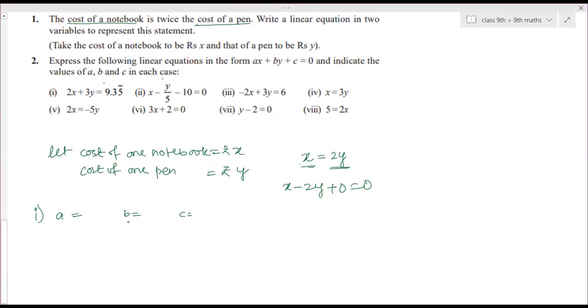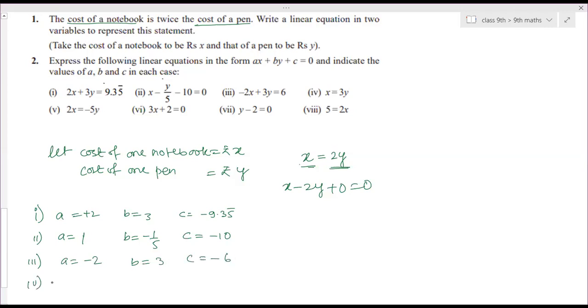Tejasvi. Yes, ma'am. A is equal to +2, B is equal to 3, C is equal to -9.35. Second one, Amrita. Ma'am, A is equal to -2, B is equal to 3. Sorry, ma'am, I'm telling the third one. A is equal to 1, B is equal to -1/5, C is equal to -10. Okay. Rupika, third one. Ma'am, A is -2, B is 3, and C is -6.